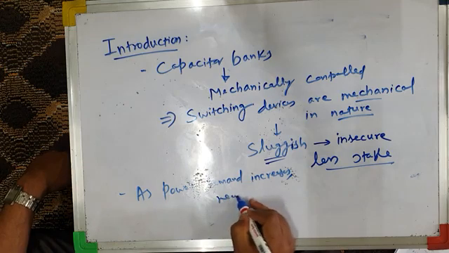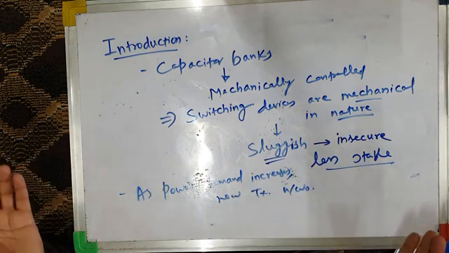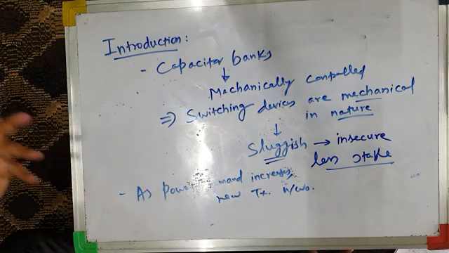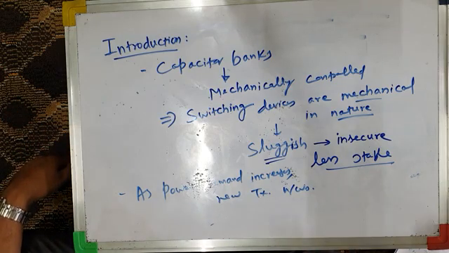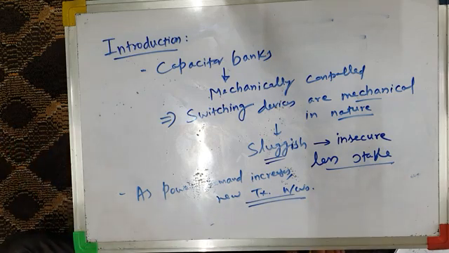You may have to go for new transmission networks. You already have some transmission networks, but those transmission networks may not be sufficient to supply the increased demand. So you may have to go for laying of new transmission lines, new transmission networks.